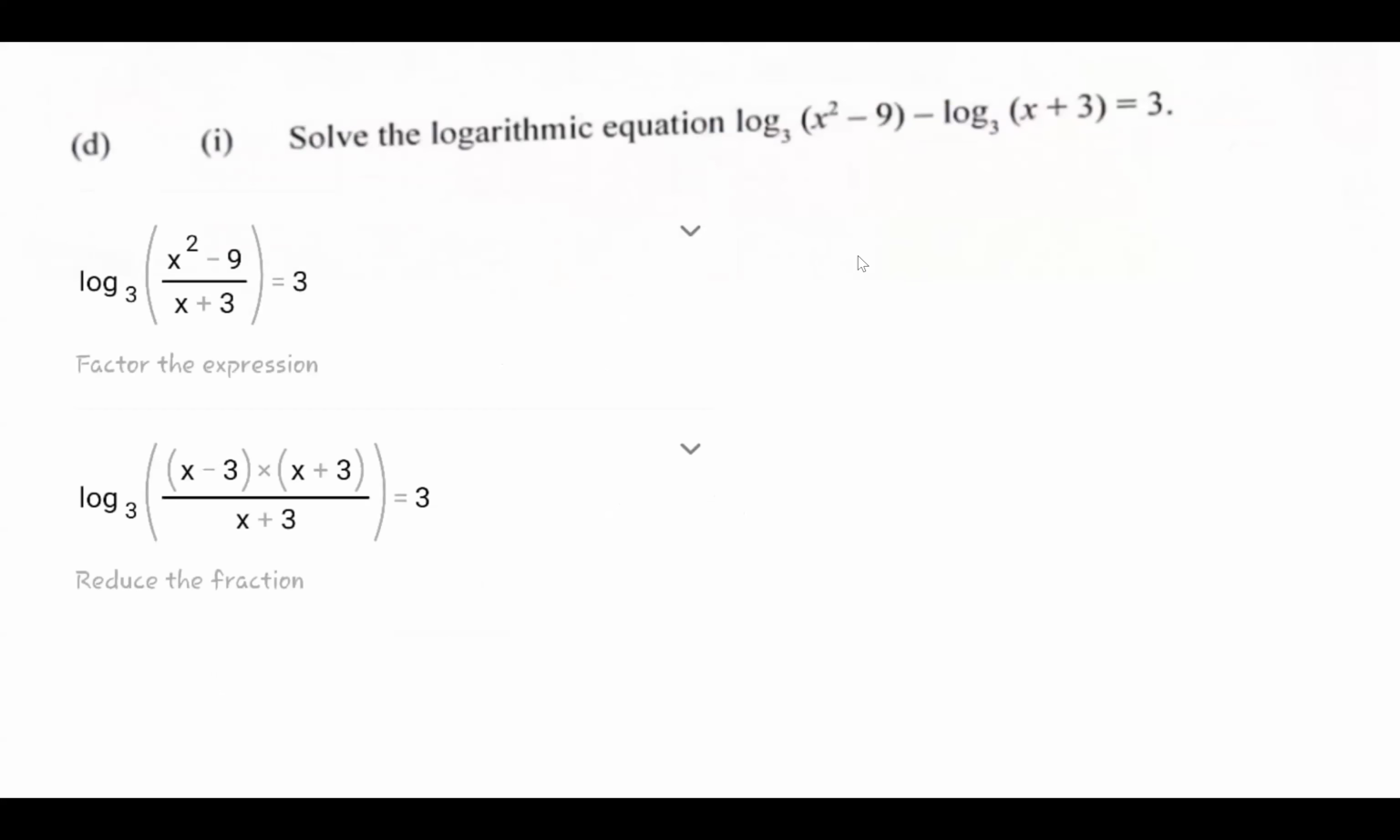This question is about logarithms, right? It says that you need to solve this logarithmic equation. The first thing I realized, without even looking at what the question asks, is that x squared minus 9 is the difference of two squares.